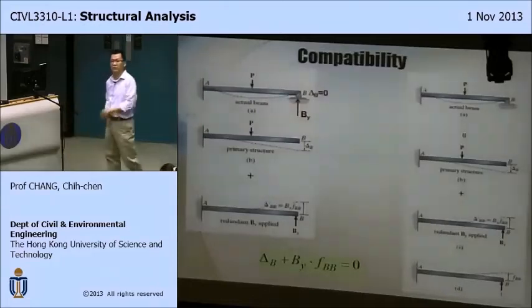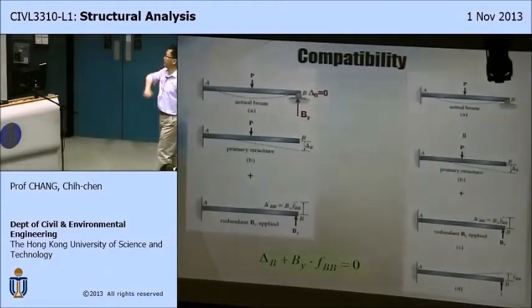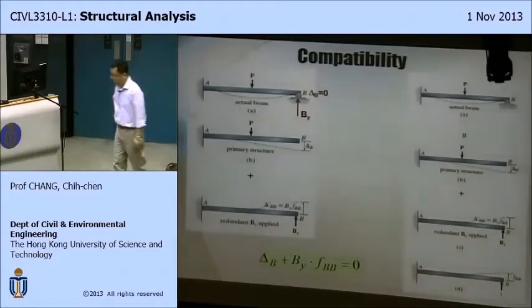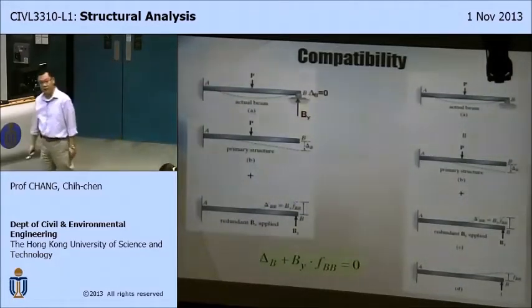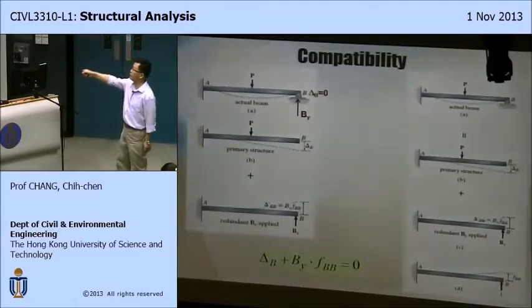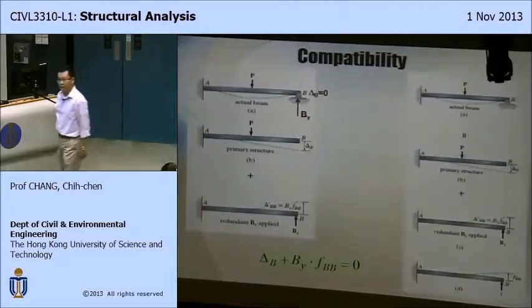Area, conjugate beams, or whatever. So no problem. You can get that and this, and then use that to calculate By. So basically, you do 2 displacement calculations, 1, 2, for 1 redundancy.